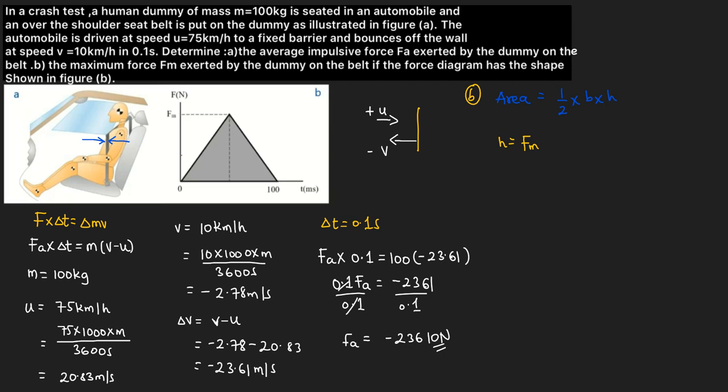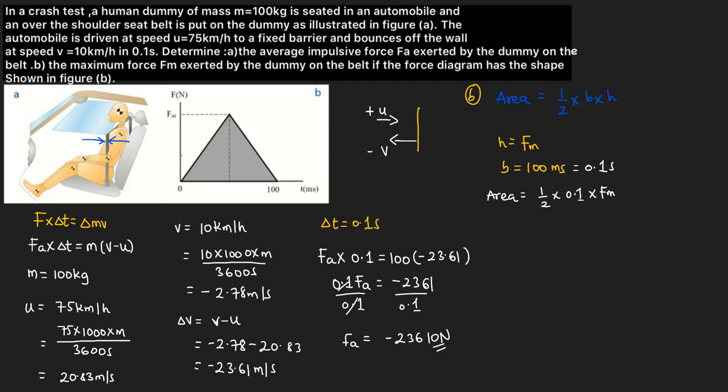And then the base is given in terms of time. The base will be equal to 100 milliseconds, and then we will have to change this to seconds. Doing this will give us a value of 0.1 seconds. So in this case, the area will be equal to half times the base, which is 0.1, times the height, which is Fm. And we know the total area in this case will be equal to the total impulse.